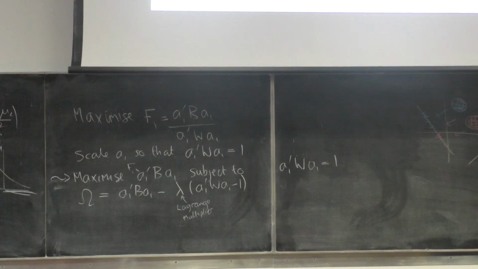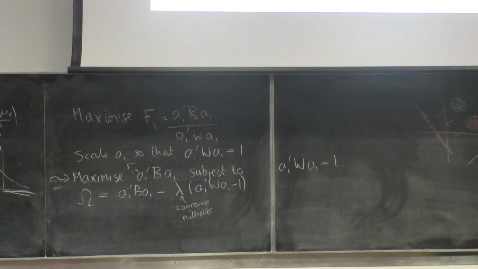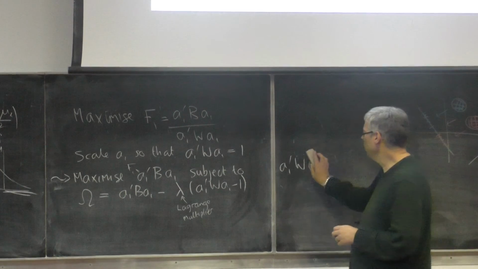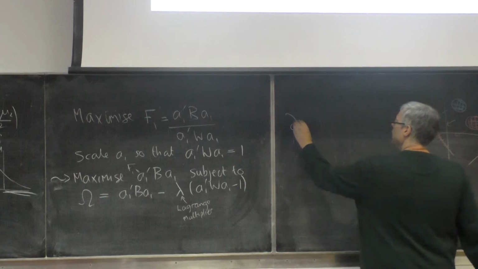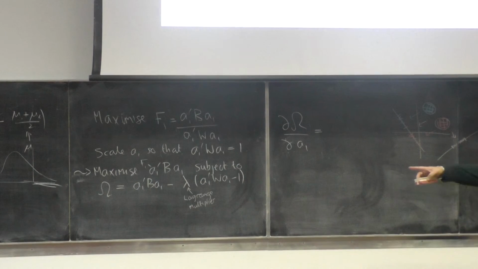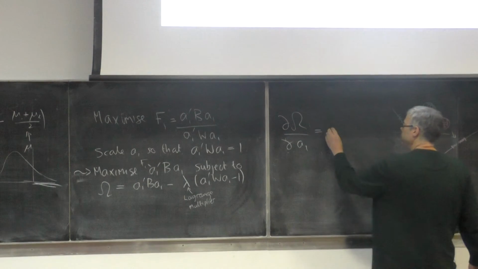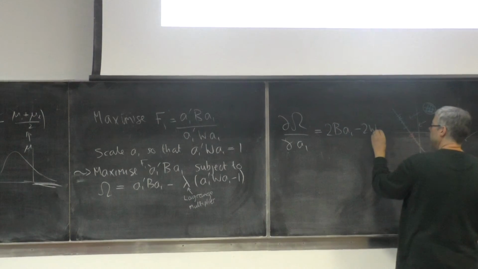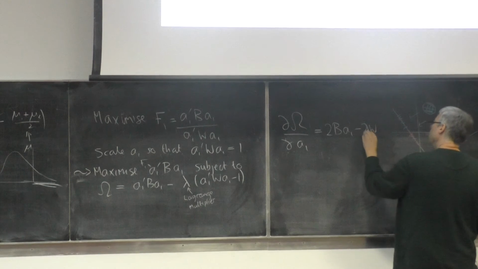And we're going to differentiate that with respect to the vector A1. So d omega by dA1, well, our two matrices here, W and B, are both symmetric, and then we can apply our result from chapter 1 that said that when you differentiate, we get 2BA1 minus 2 lambda WA1.